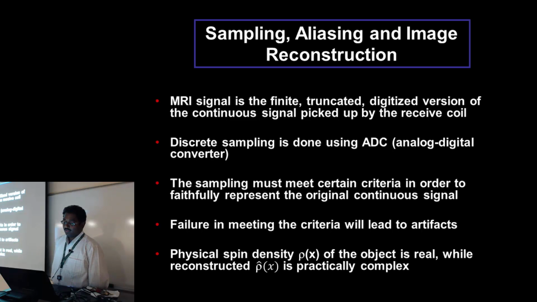So your MRI signal is taken and it is sampled and then windowed, truncated, and then that's what is stored. The discrete sampling is done by the analog to digital converter, and the sampling rate must satisfy a certain criteria for you to be able to reliably reconstruct the signal.